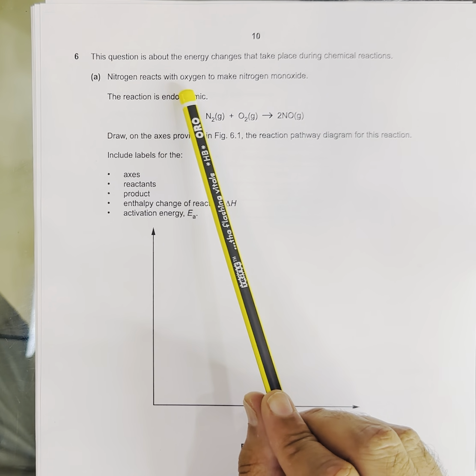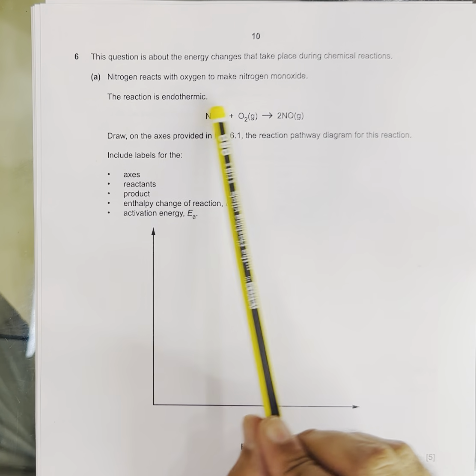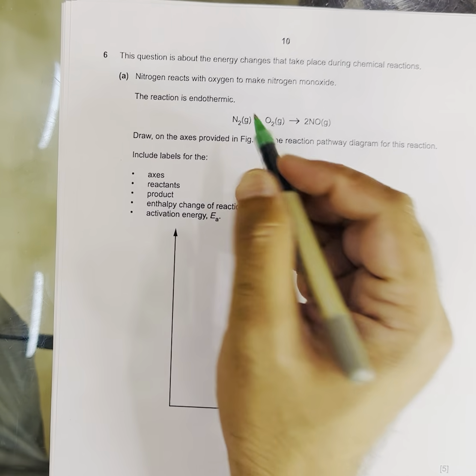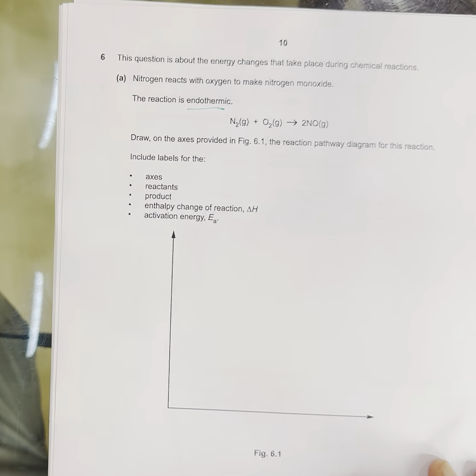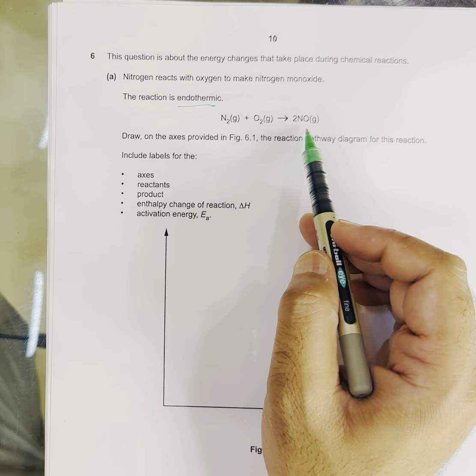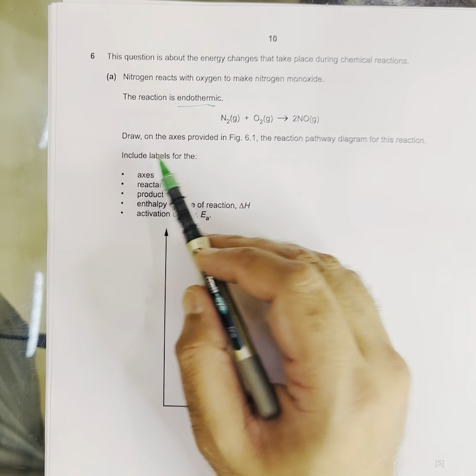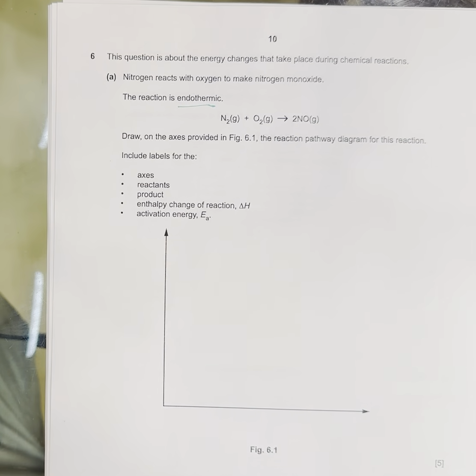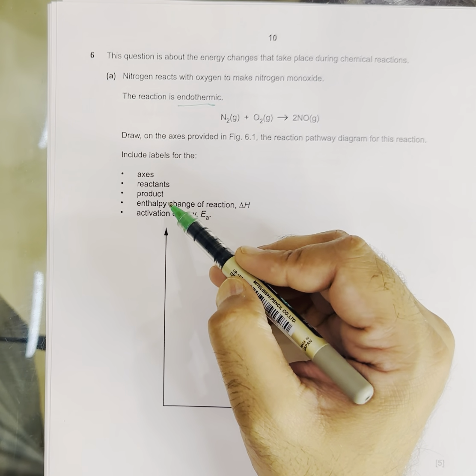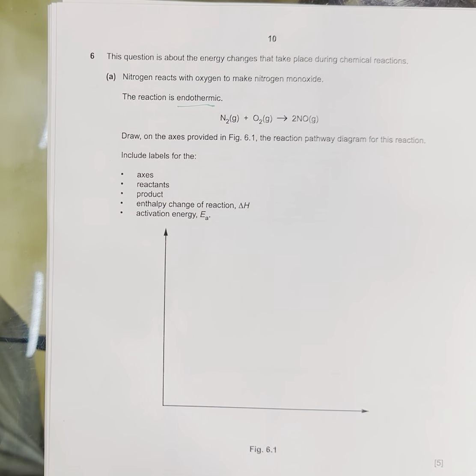Now we know that nitrogen reacts with oxygen to form nitrogen monoxide. The reaction is endothermic. This is a key. You need to highlight this. Then the reaction is given: nitrogen plus oxygen gives nitrogen monoxide. Draw, on the axes provided in figure 6.1, the reaction pathway diagram for this reaction. Include labels for the axes, reactants, products, enthalpy change, and activation energy. This is an easy 5 marks.